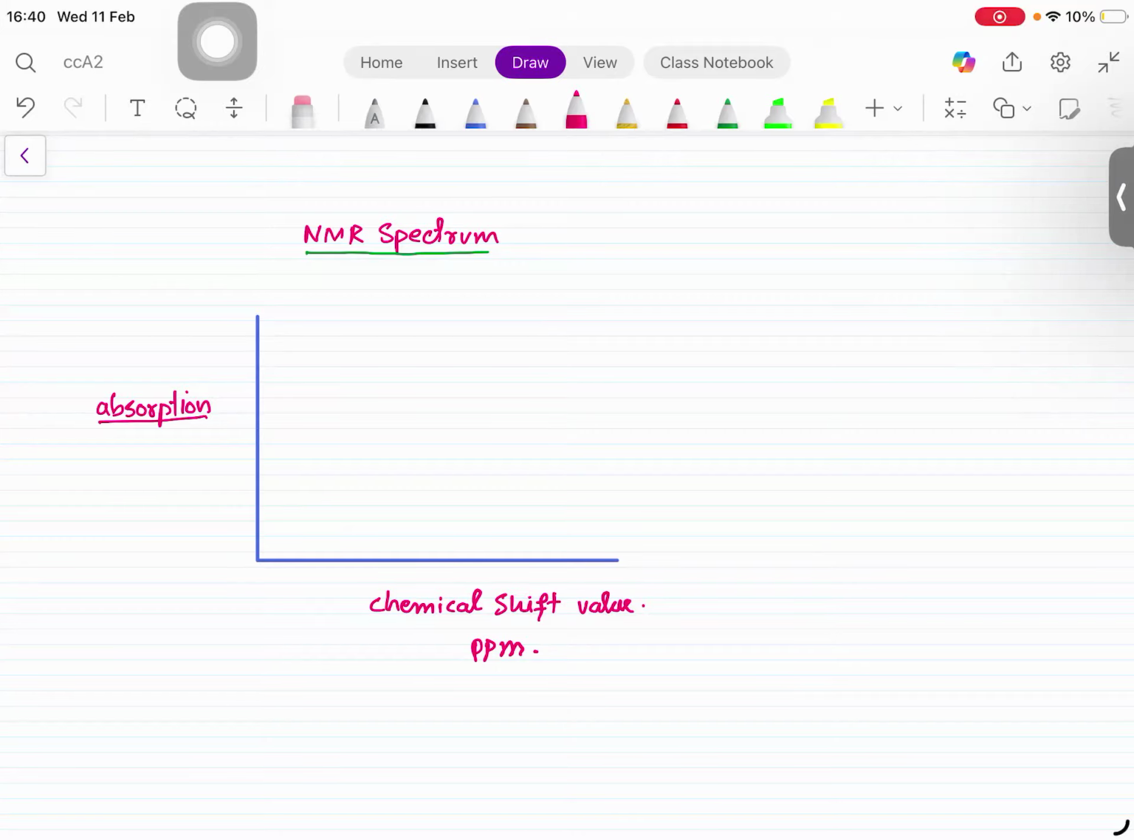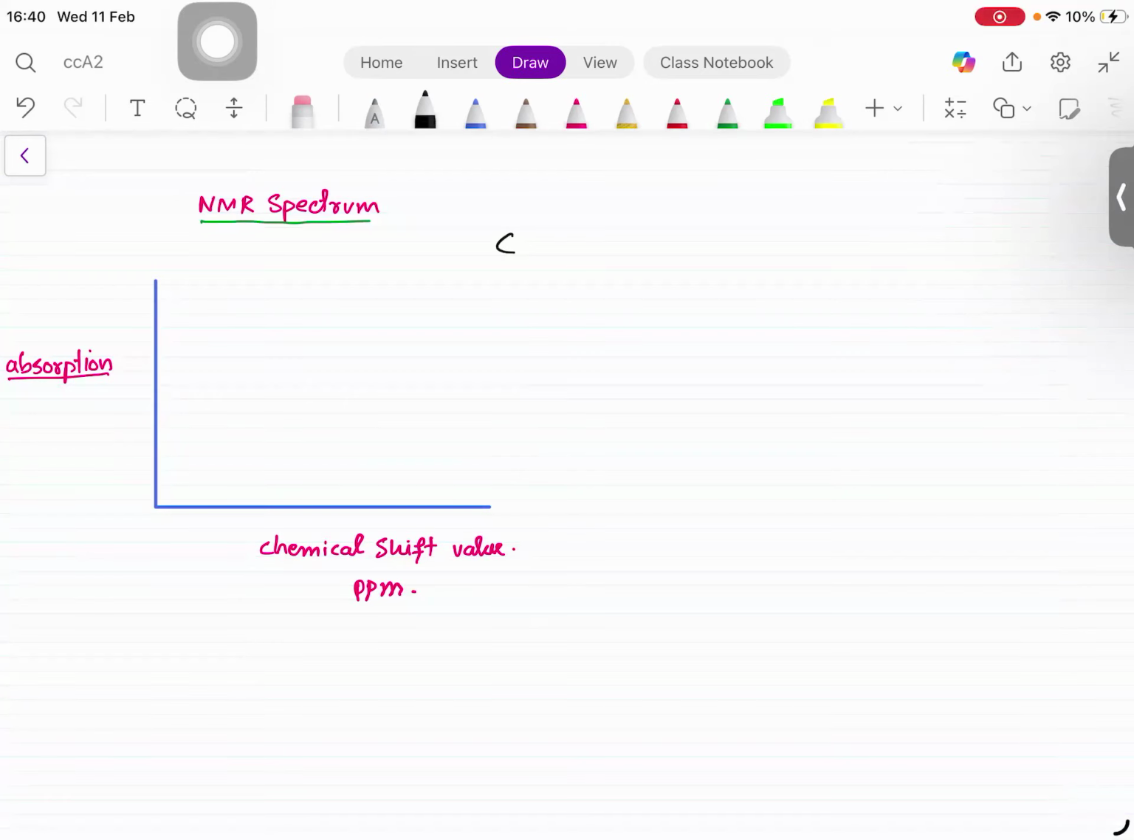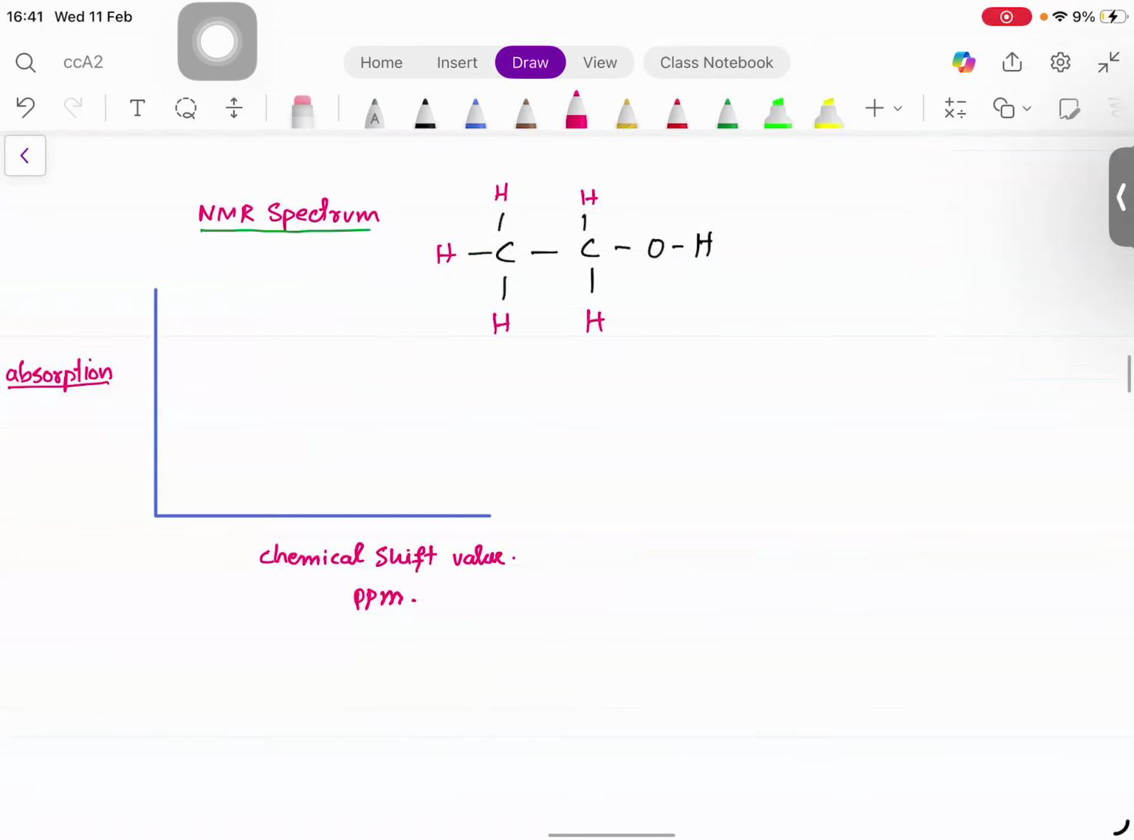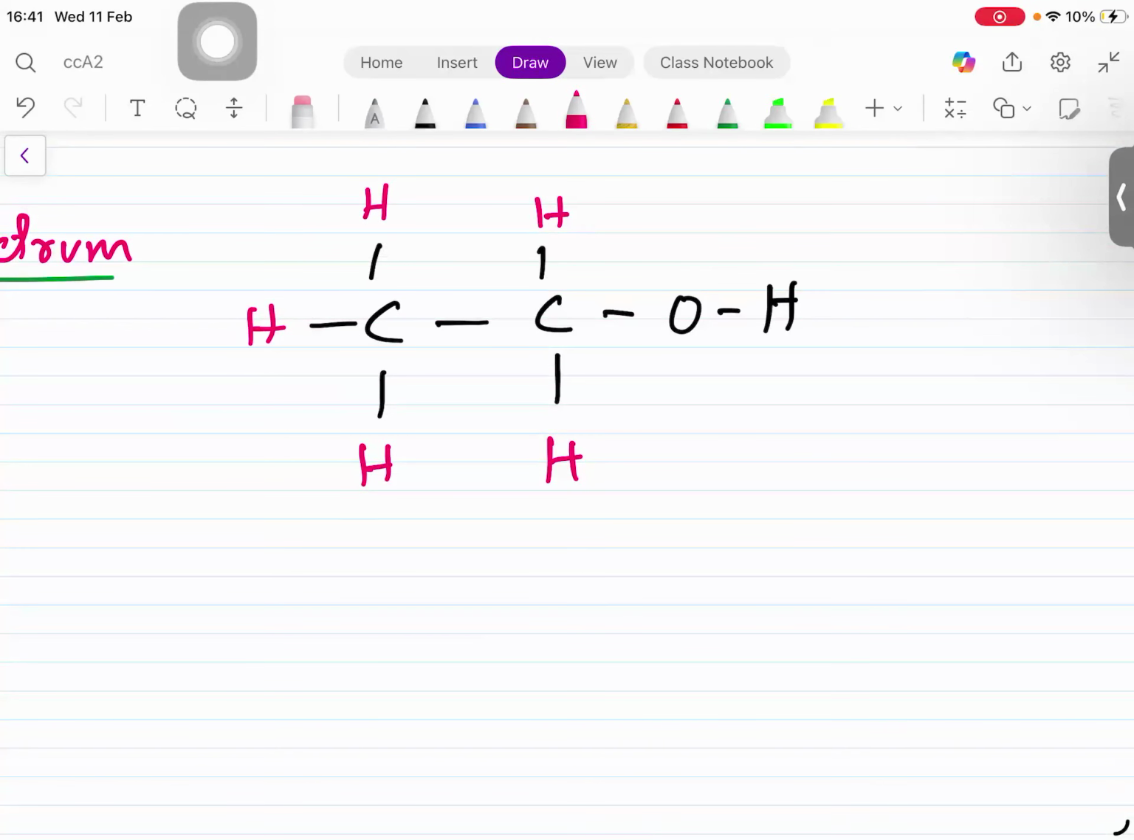For example, if I ask you, there is a compound known as ethanol. If I ask you, in ethanol, there are 6 hydrogens. How many peaks? 6 peaks in an NMR spectrum? Because we learned in the previous section that the hydrogens are going to give the peaks. No, that's not the case. The case is that all the hydrogens which are present, now listen carefully, in the same chemical environment, they are going to contribute to one peak.